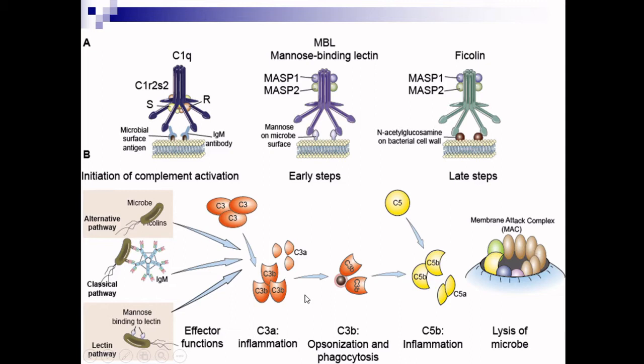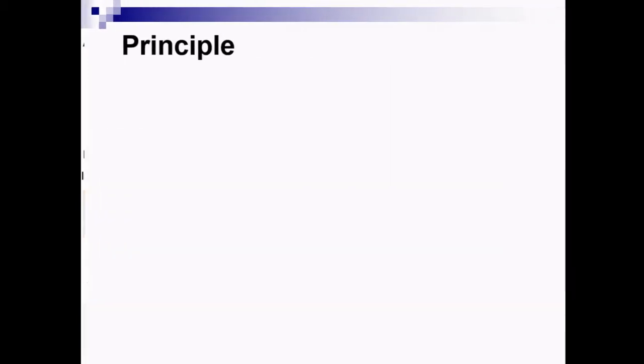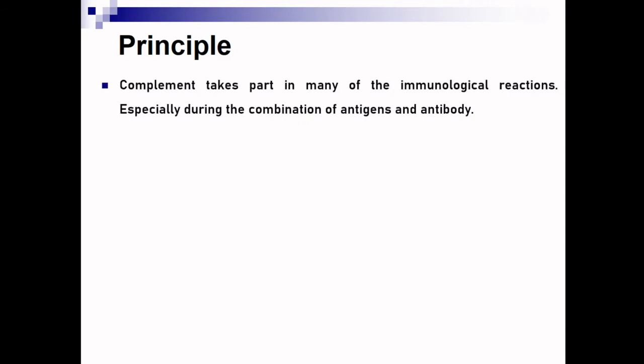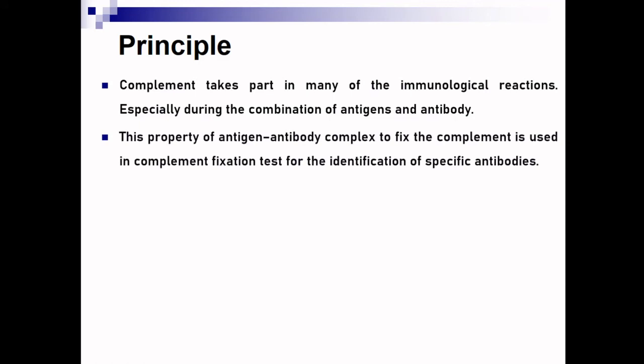Since the discussion is about the test, let us move ahead to learn the principle of complement fixation test. As we just saw, complement takes part in immunological reactions and it requires a combination of antigen and antibody. This property is used in this test in order to fix the complement. Fix the complement meaning to attach the complement to something. We will understand it in more detail as we proceed with the systems used in the test.